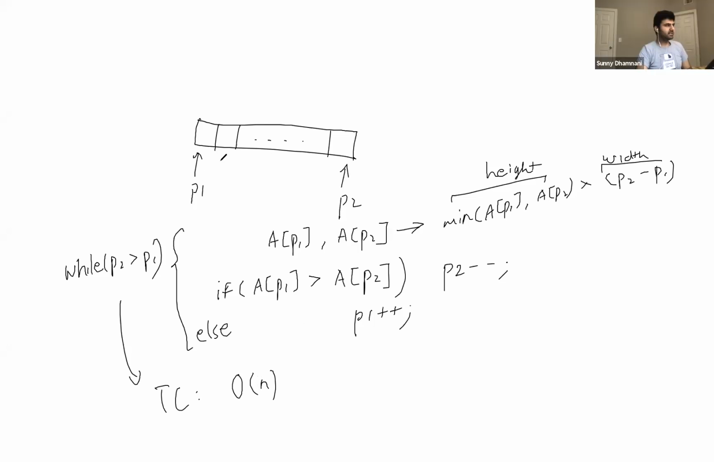Basically, why is this O(N)? Because you're just making one pass. This P1 and P2 are just iterating through the array, and you stop when P1 and P2 cross each other. P2 comes this side and P1 comes this side, so you just stop there. Do you get it? Does this satisfy our need for order N? We started from order N square, and we came down to order N.